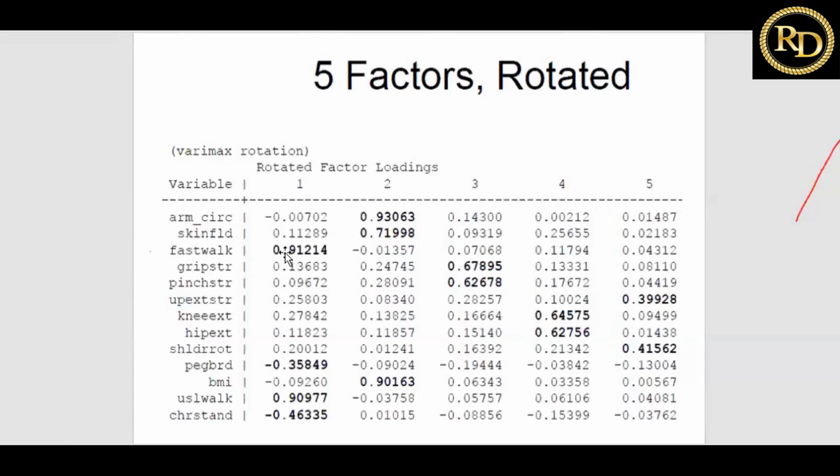So this is the loading value. For example 0.91 tells that these bold values, this is the fast walk, this is the PAG BRD value, and this is the usual walk and chair stand, are creating one factor. These questions link to one factor. The rest of the questions link to factor 2. So out of the 50 questions, you need to decide which questions are important for factor 1 and which questions are important for factor 2. That is what you are doing here.